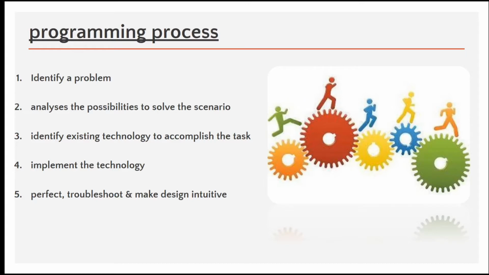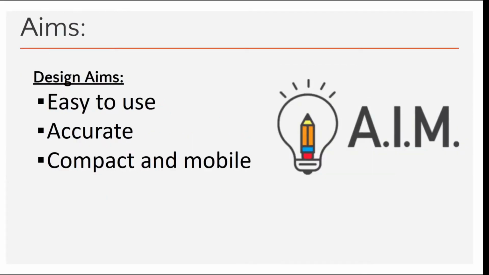Implement the technology. I used the Raspberry Pi and the camera to analyze, and perfect and troubleshoot to make the design. I troubleshot the project. Aims. I wanted the device to be easy to use for the visually impaired. I also wanted it to be accurate with its audio cues, and compact and mobile so that the user can go about their business in their household freely.